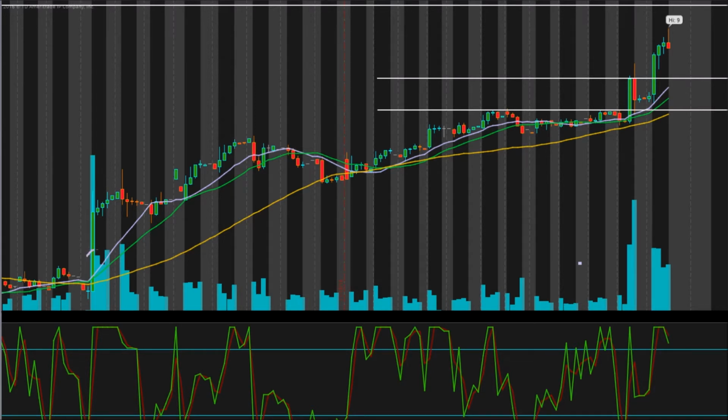Very nice volume here, and then it's declined. The volume only just came back yesterday, almost doubling the previous highest volume, and then today it was still very high. So the volume's looking great.